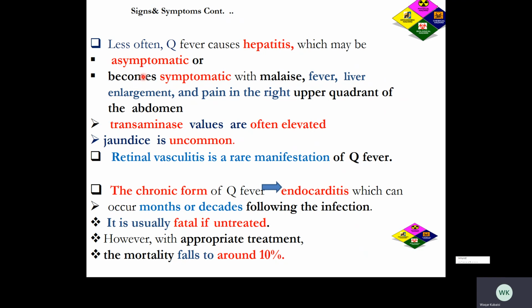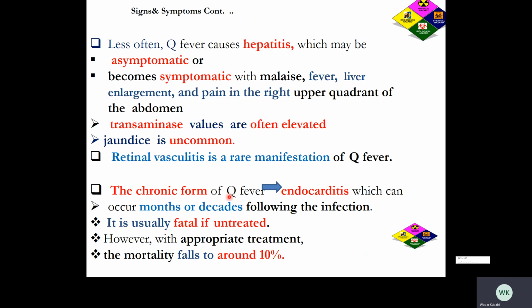And this could be asymptomatic, with no jaundice, but there are changes in the liver function test. It becomes symptomatic with malaise and fever later on. Transaminase value and the other liver function tests will be elevated. Jaundice is uncommon. Just now we said, another complication is retinal vasculitis, and it is very rare.